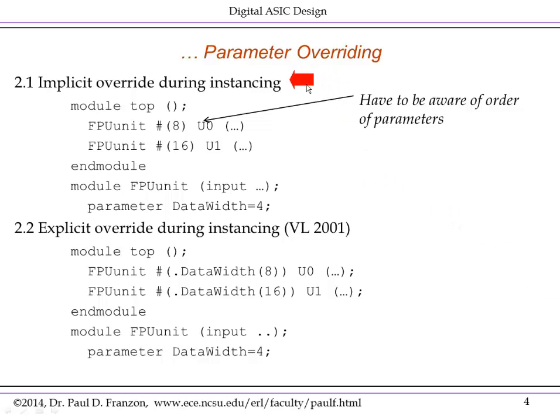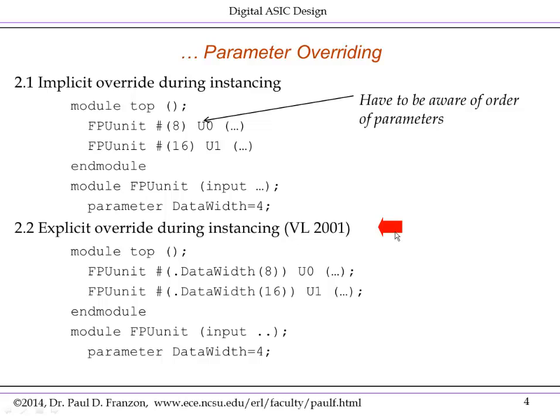Another way to do this is to use implicit override during instancing. In this method, you put a hash and parentheses in front of the instance name when you instance the module. And so what you're doing here is again replacing data width with 8 in this instance and replacing data width with 16 in the second instance. If there are multiple parameters that you're replacing, then you have to be careful to have the order of the parameters in these parentheses in the correct, same order.